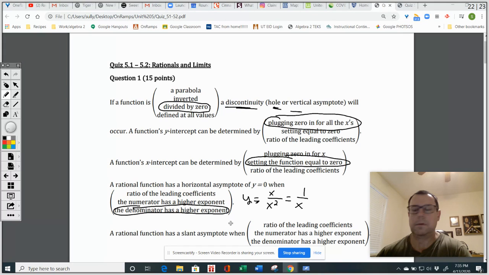And a rational function, the last one, has a slant asymptote when the numerator, the stuff on top, has a higher exponent. So we can think about this as y equals x squared over x, and that would just simplify to y equals x, which would give us the y equals x asymptote.